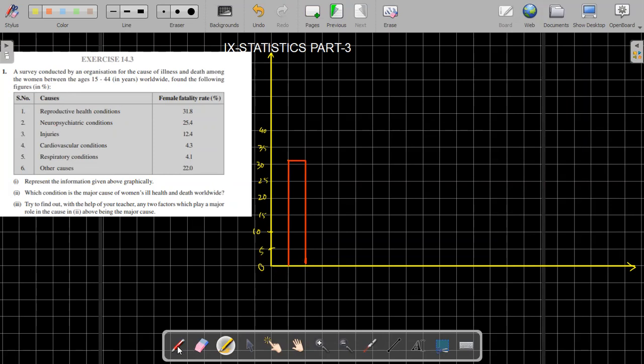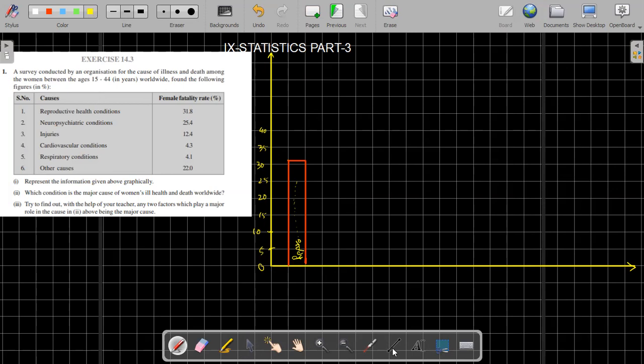You can write also inside if possible. Write inside. I cannot write inside, but I will show. In short, like this, you can write reproductive health condition right here inside, better. Okay. Then 1 centimeter. You can put 2 centimeter gap also, but I have taken here 1 centimeter, so we will take 1 centimeter gap.